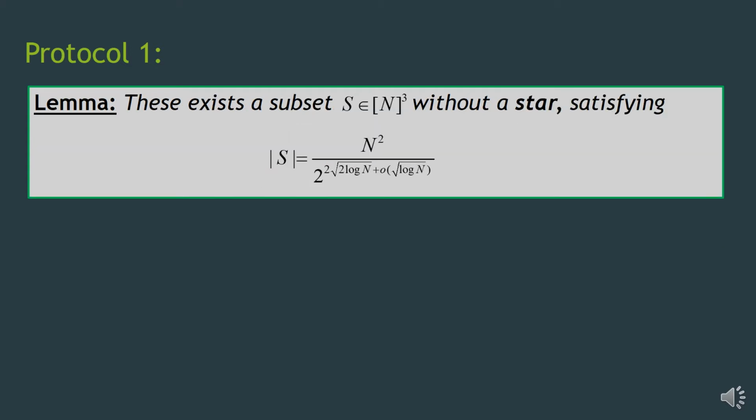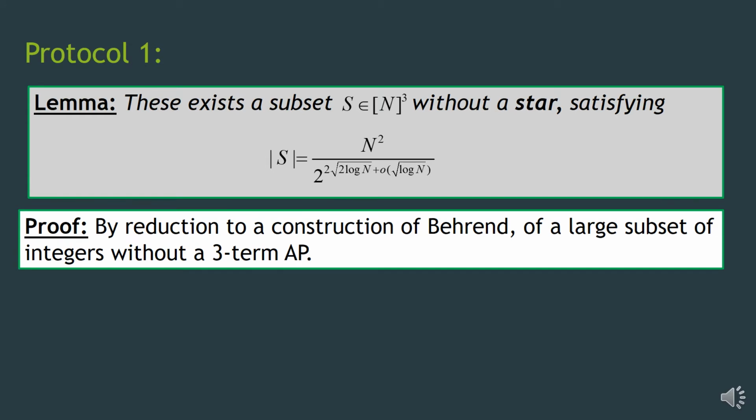Now, after the reduction, they need to show that such a set exists, and they prove that there is a set S without a star of this size, which gives the complexity of the protocol, this 2 squared 2 log n plus a negligible term. To prove it, they use the reduction to a construction of Behrend of a large subset of integers without 3-term arithmetic progression. Behrend constructed a large subset of integers without a 3-term arithmetic progression, and they use the simple reduction to show that this implies a similarly large set of triples without a star.